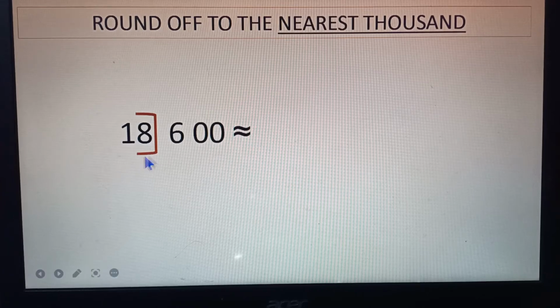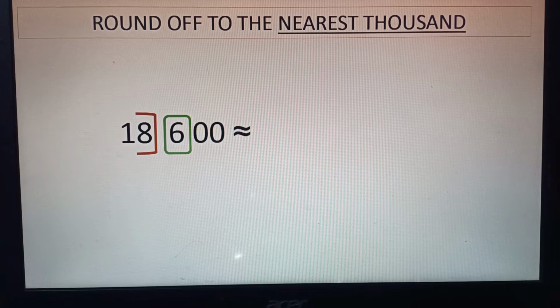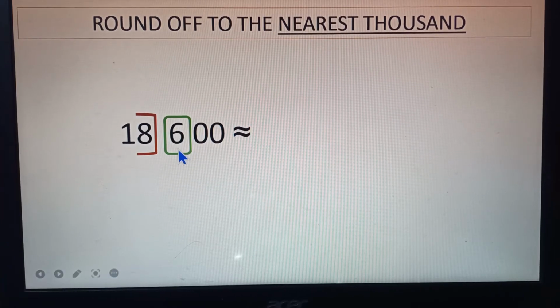Second step, apa tadi buat? We circle the neighbor selepas sebelah staple itu. That is the neighbor. Neighbornya tadi circle satu saja, 6. Okay, sebelahnya. So what happened next?